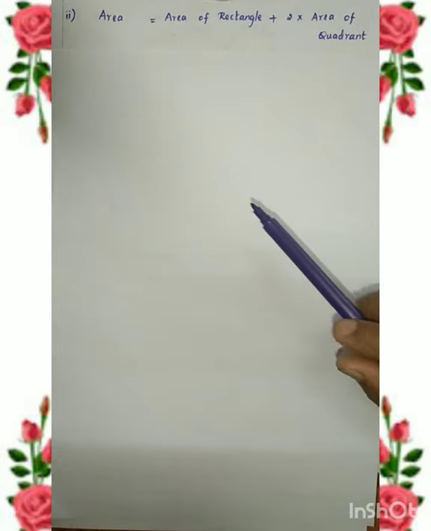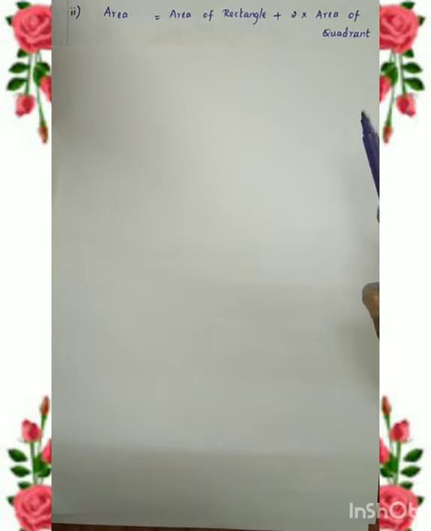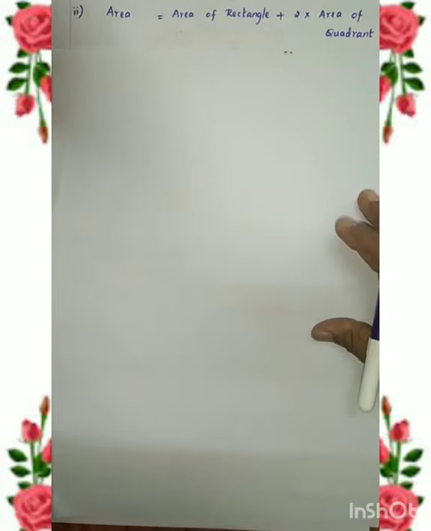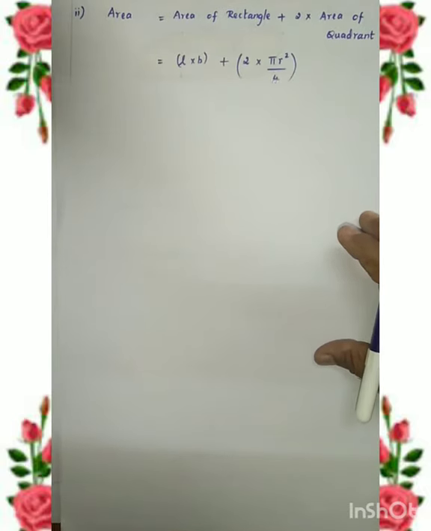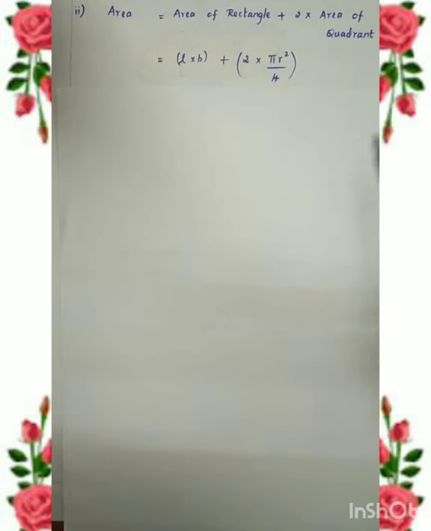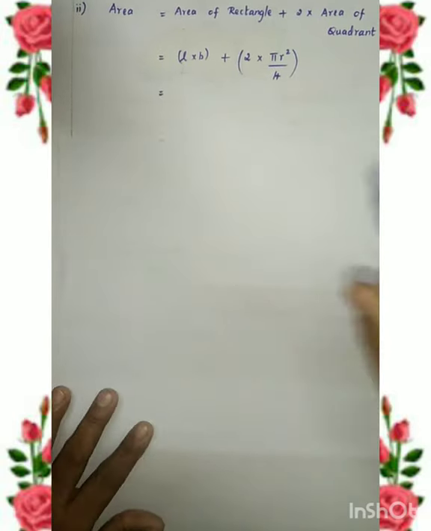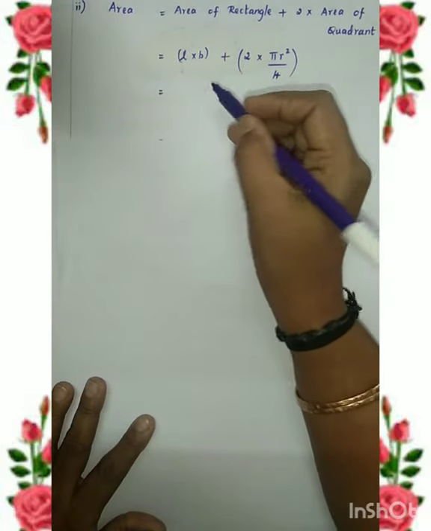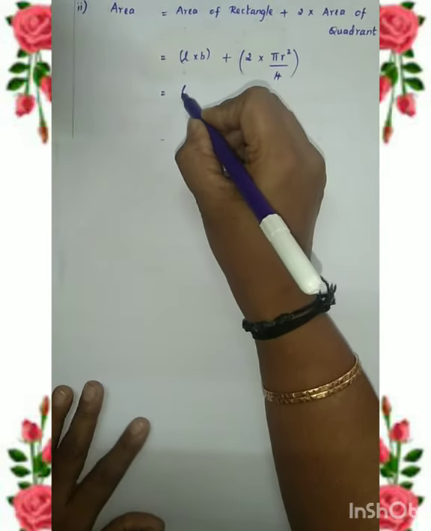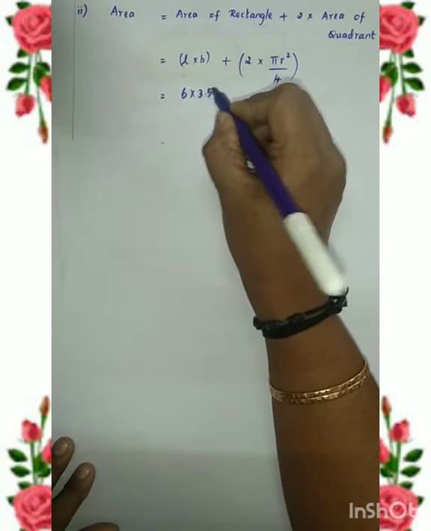Second subdivision, area of the given figure. Two shapes are given: the area of the rectangle and the two quadrant portions, that is 2 into the area of a quadrant. So we can write the formula. The area of a rectangle formula is L into B square units plus 2 into the area of a quadrant formula, pi r square by 4. So we can apply the values. The length of the rectangle is 6 and the breadth of the rectangle is 3.5.